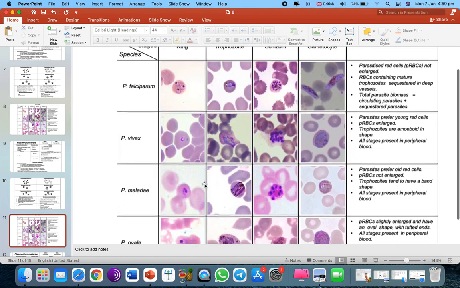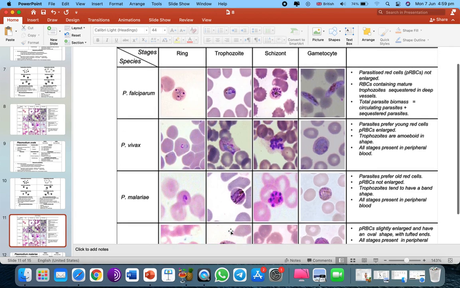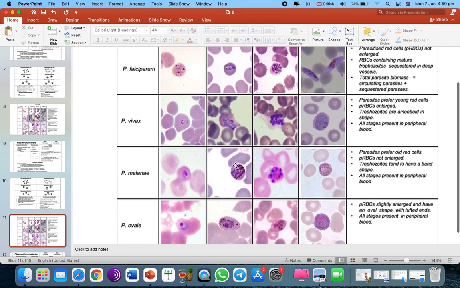Now let's compare. This is the ovale. As you can see, it's so difficult to compare the ring stage for all types of malaria. But the ovale, this is the trophozoite. As you can see, the trophozoite looks oval in shape. Here it was an amoeboid shape, but here it's a circular shape.